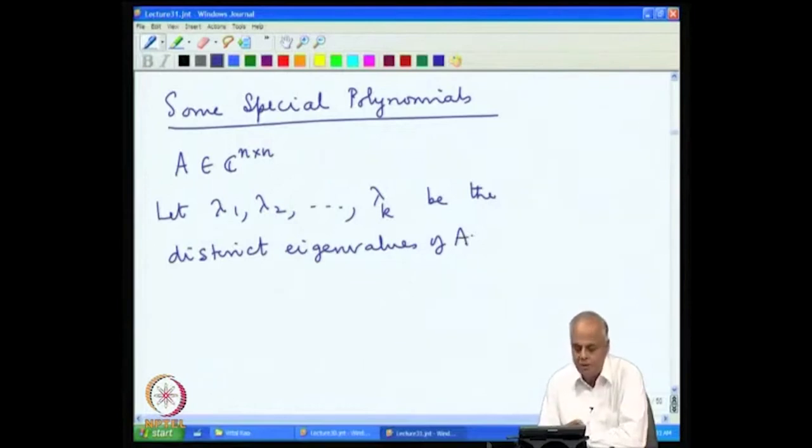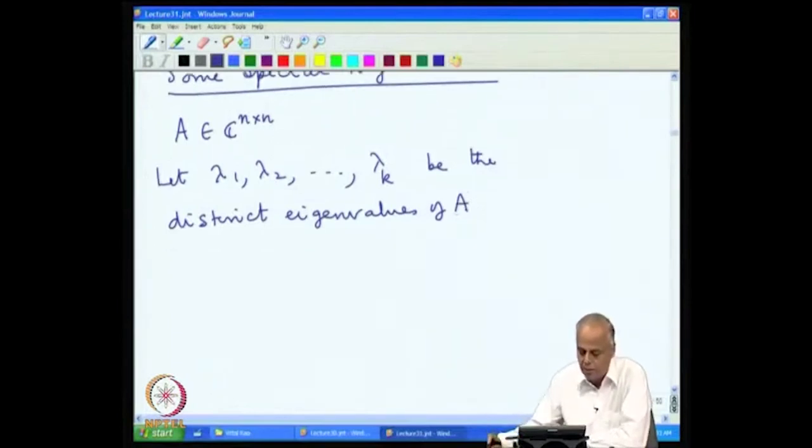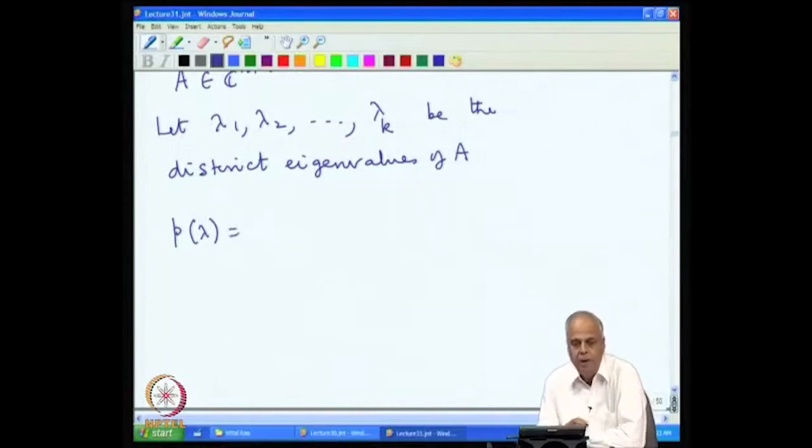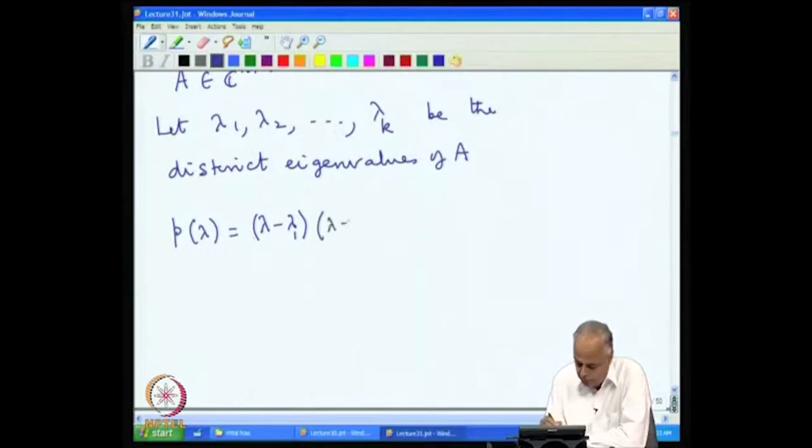That means these are the distinct roots of the characteristic polynomial. Now, consider this polynomial p(lambda), which vanishes at all these points lambda 1, lambda 2, ..., lambda k. So it has a root lambda 1, so lambda minus lambda 1 must be a factor. It vanishes at lambda 2, so lambda minus lambda 2 is a factor, ..., lambda minus lambda k.